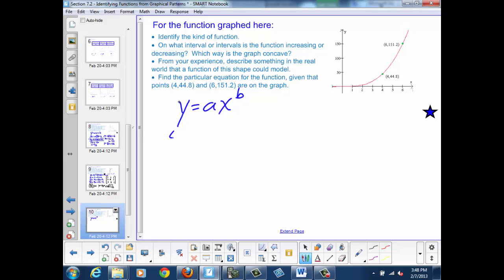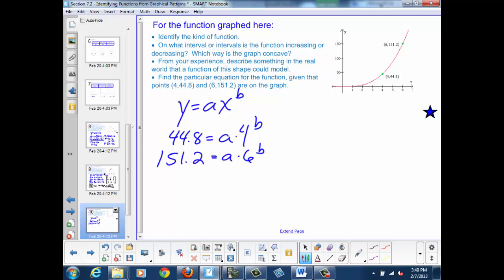So we'll start with 44.8 for our y value is going to equal a times 4 to the b. And then we have 151.2 is equal to a times 6 to the b. Now, I have a system of equations, two equations with two unknowns. And again, we have our approach, substitution or elimination.